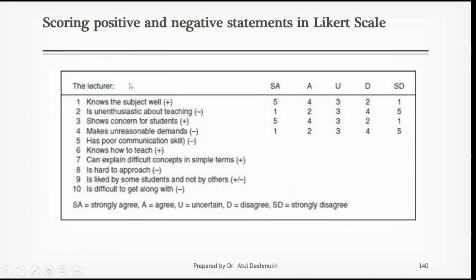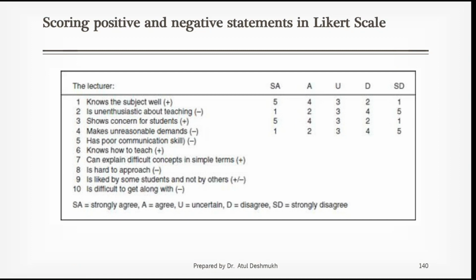Step number 3 says that the positive statement should be given the highest mark when that attitude is most positive. So here, what is the most positive attitude? Strongly agree is the most positive attitude and strongly disagree is the most negative attitude. When you are dealing with the first statement, that is a positive statement, the most positive attitude will get the highest mark. So here the highest marks are given for strongly agree because it's a positive statement, right?